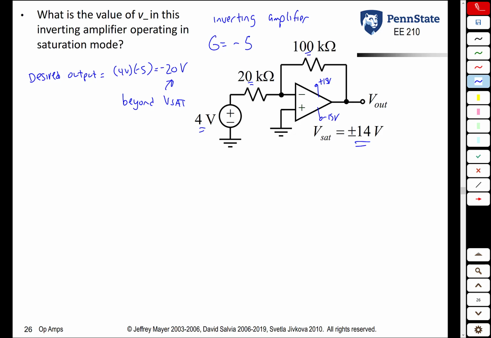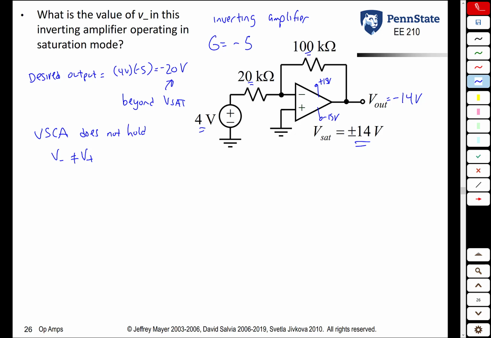Because this op-amp wants to go to minus 20 volts and it can't, what we know is that the output voltage is going to be negative 14 volts. It's going to clip at negative 14 volts. It's not going to go all the way down to negative 20. It's going to stop at minus 14. What we also know is that the virtual short circuit approximation does not hold. This means that V minus does not equal V plus. Instead, we now solve for V minus.